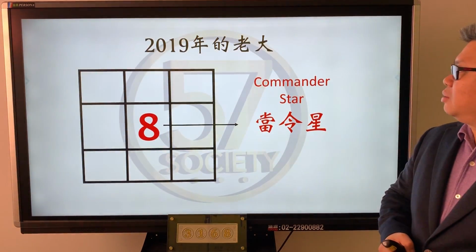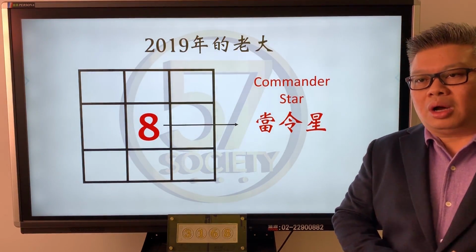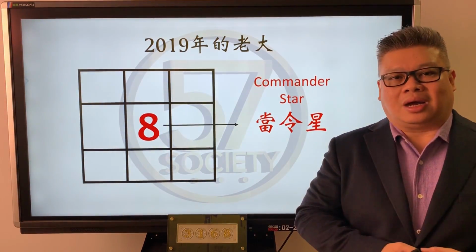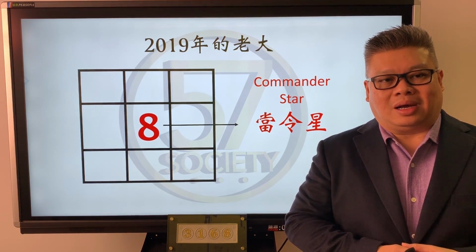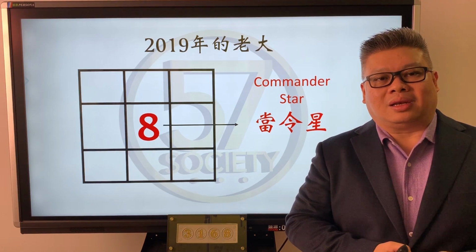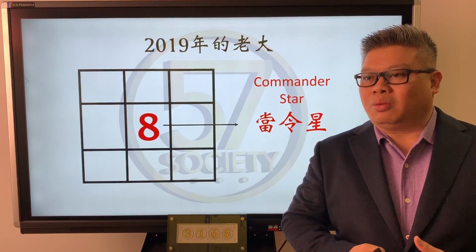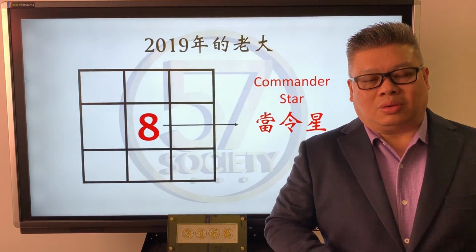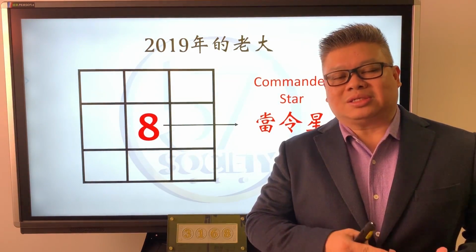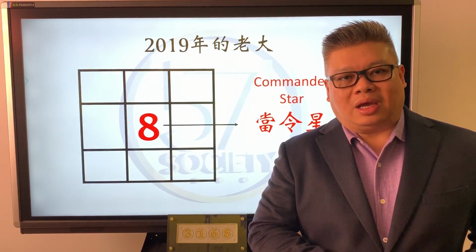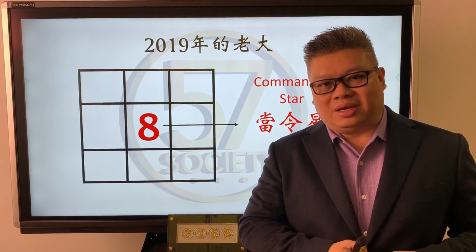When this number 8 is right at the center of the 9 quadrant, it is known more like a commanding star. It commands all the other 8 stars that surround it, and it is very important because this occurs only once in probably 180 years. The period 8 started in 2004 and will run all the way through to 2023, so in total there are about 20 years.